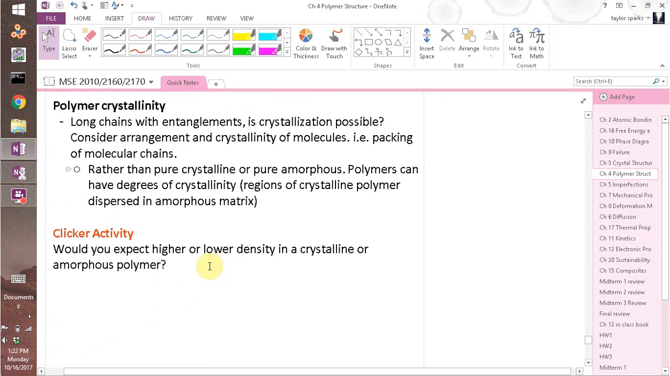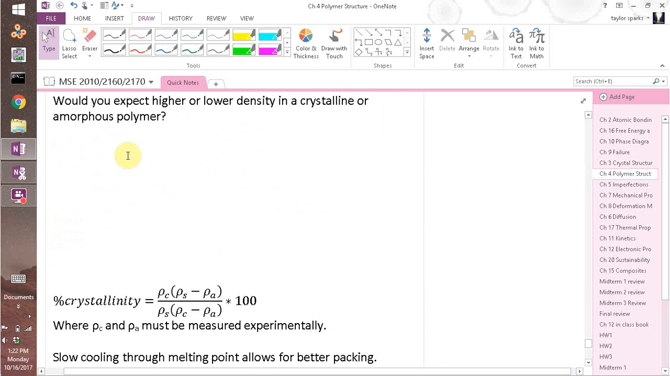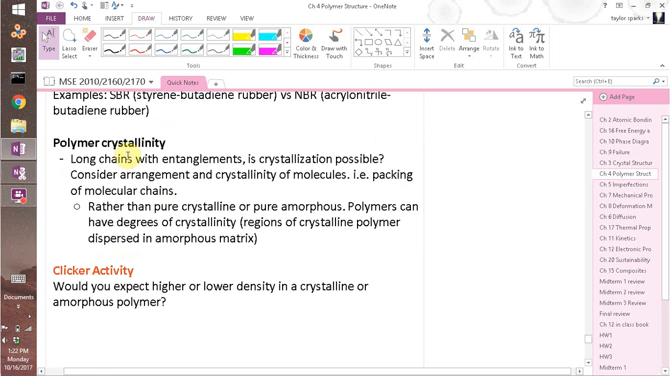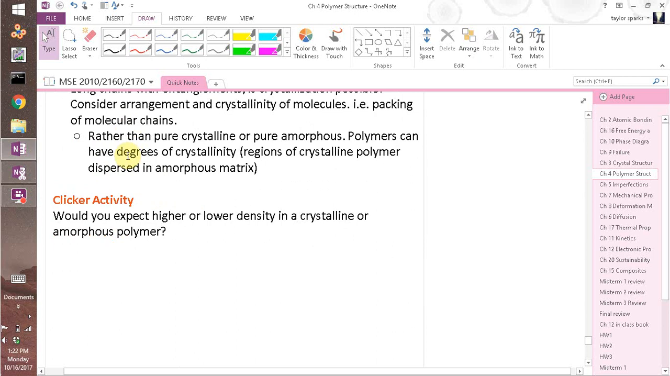Okay, polymer crystallinity. We've mentioned that they can actually become kind of crystalline. The more entangled they get, the lower the crystallinity. I think we've already talked about that. How about this? Would you expect higher or lower density in a crystalline or amorphous polymer? Maybe turn to a neighbor and discuss this for a second.